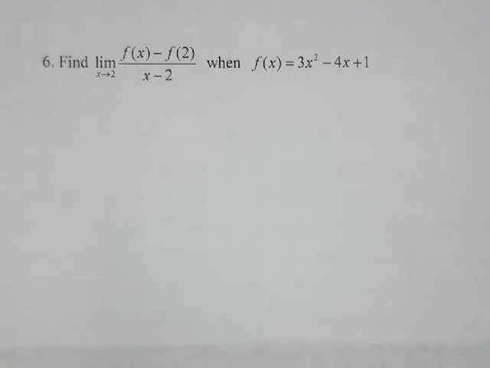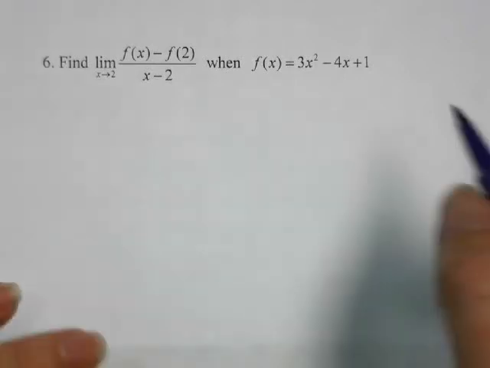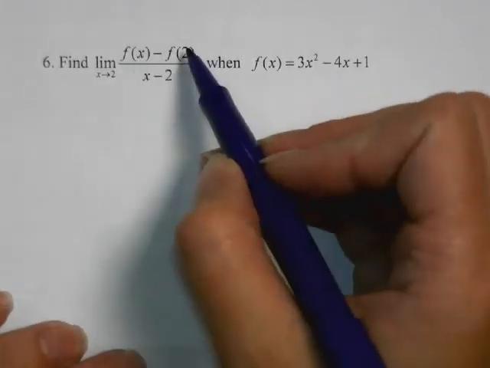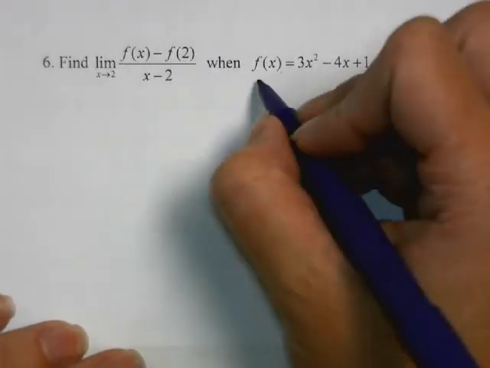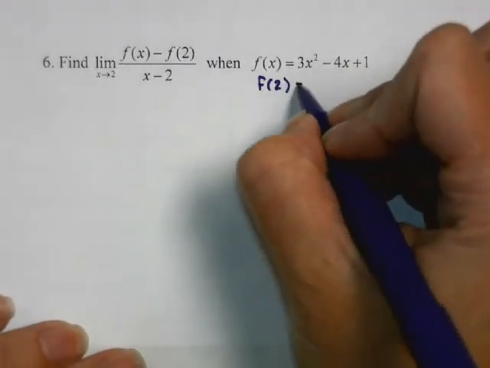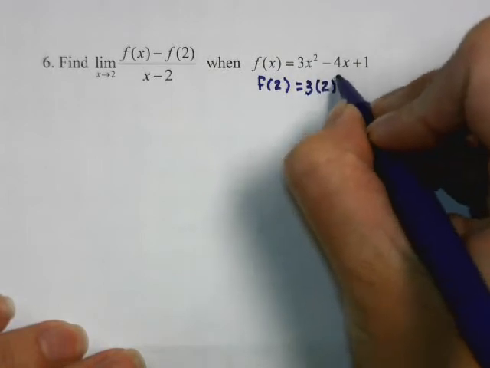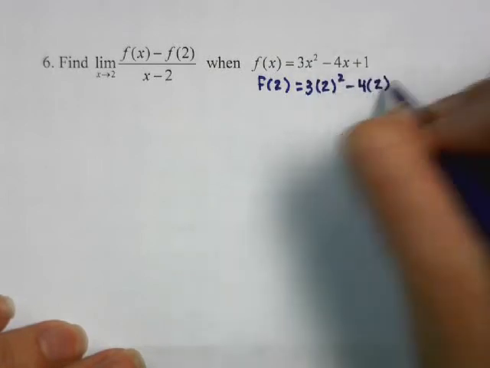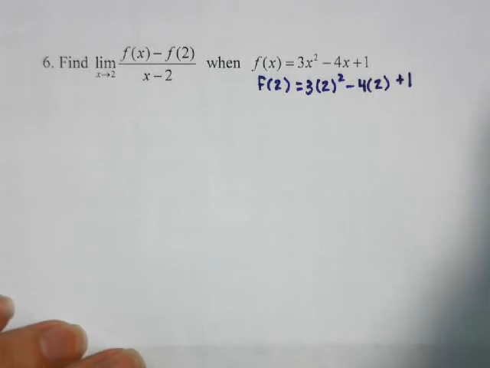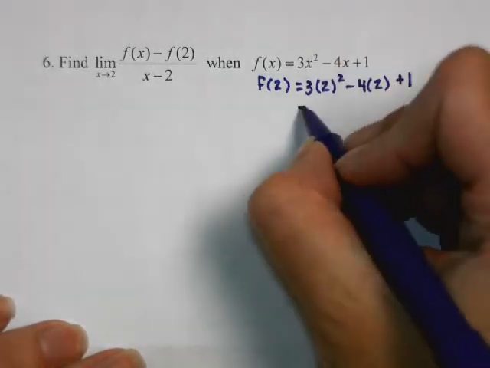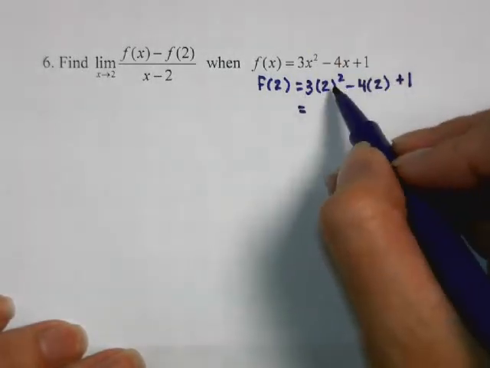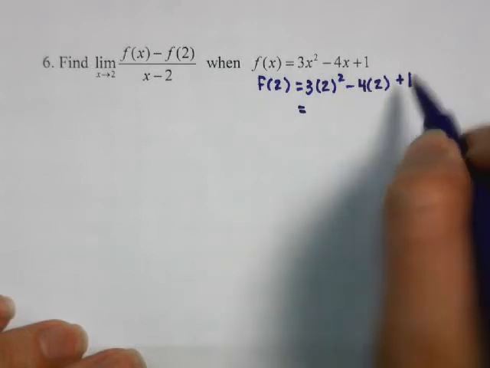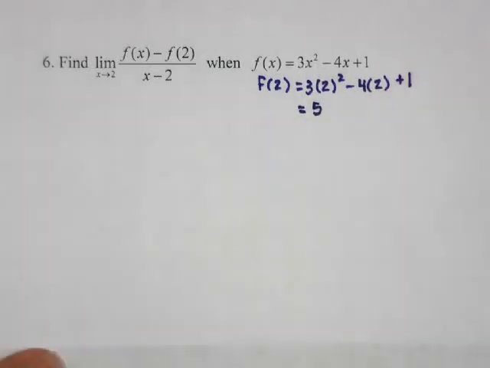Okay, so similar problem. You might try to do this one on your own first before you watch the video. So we're going to have f of x minus f of 2 over x minus 2. So I'm going to figure out what f of 2 is first. So 3 times 2 squared minus 4 times 2 plus 1. Okay, so that's going to be 12 minus 8, which is 4, plus 1 gives us 5.